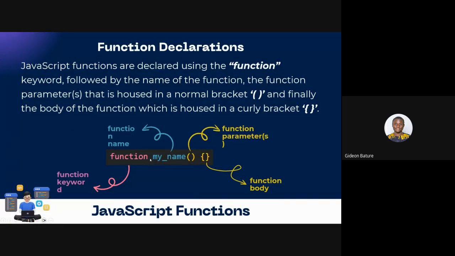In your function declaration, you have the keyword function, you have the function name, and you have the function parameters. The normal brackets you are seeing carry the function parameters, whereas the curly brackets carry your function body. We'll still come back to each of these. That's why I did not emphasize them, because we have something separate. So take note of that.